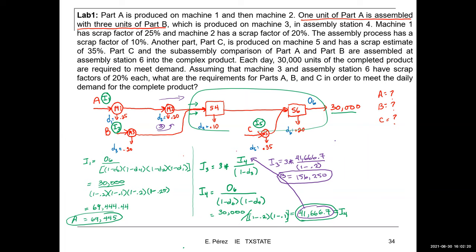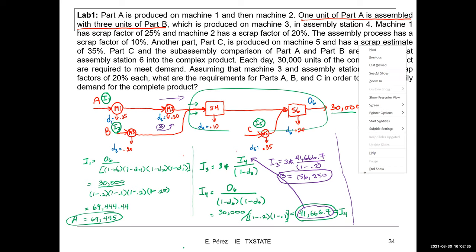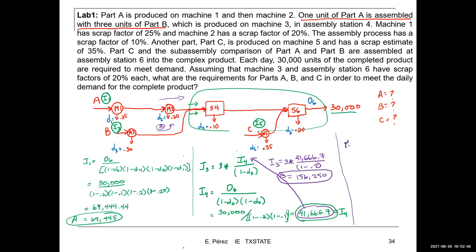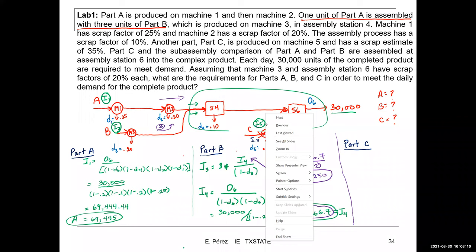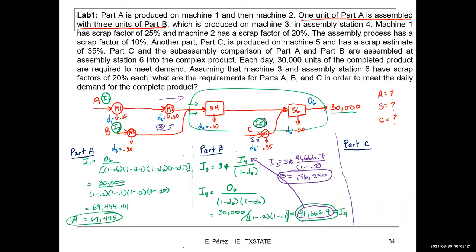Okay, so I hope I have enough space here to work with the last piece, which is I5. I5 is going to tell us how many C parts we need. So part C. This is part B. And this is part A. So for part C, we need to find the input of 5. So it's the input here, input 5. We need to find that number. And we can define I5.